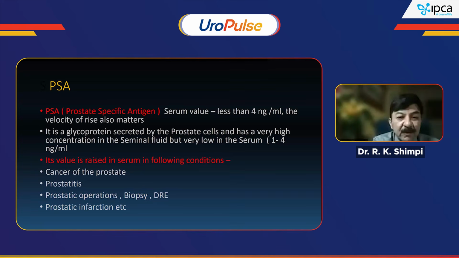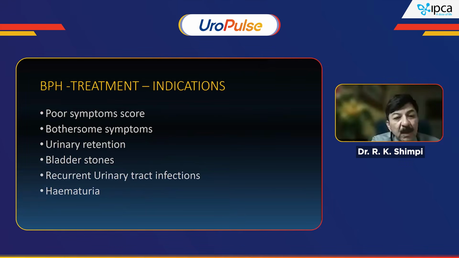So what are the indications for the treatment? A poor symptom score, bothersome symptoms, like increased frequency of urination, maybe 4 or 5 times at night. They take a long time for passing urine. Those patients who have resistant urinary retention, those patients who have bladder stone, those patients who get recurrent urinary infection because of the large residual urine, or hematuria. So these are the conditions in which we have to start treatment for these patients.